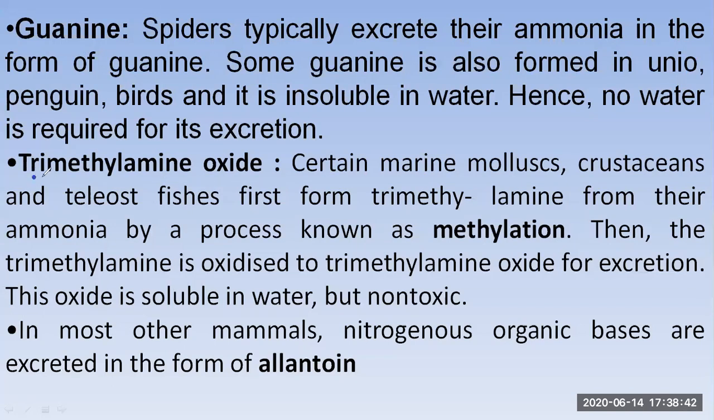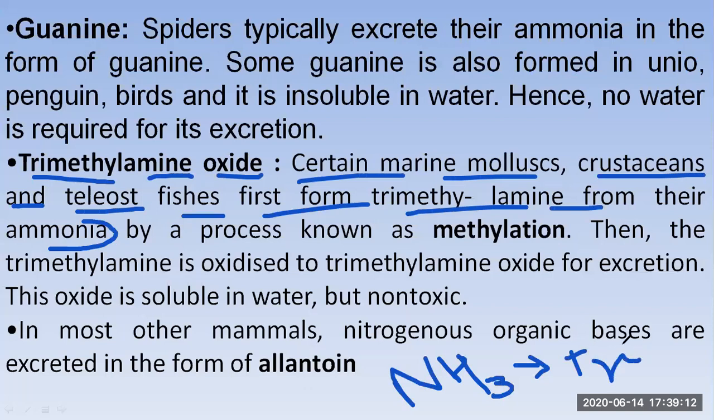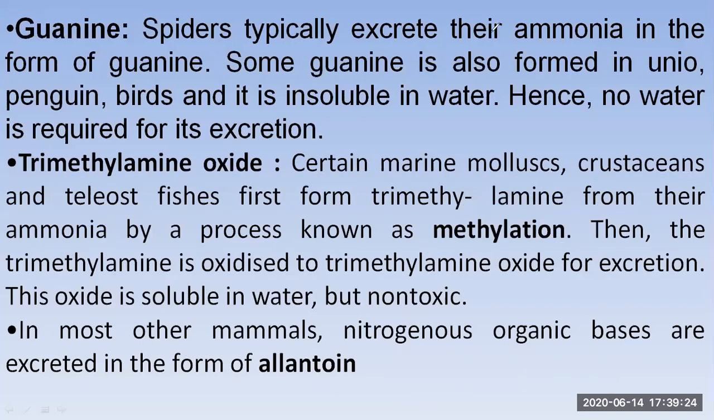Another important type is called trimethylamine oxide. This is also an excretory product. Certain marine mollusks and crustaceans and teleost fishes first form trimethylamine from their ammonia. Because I had already told you ammonia is the precursor molecule of the excretory product. So ammonia is converted into trimethylamine by a process known as methylation.